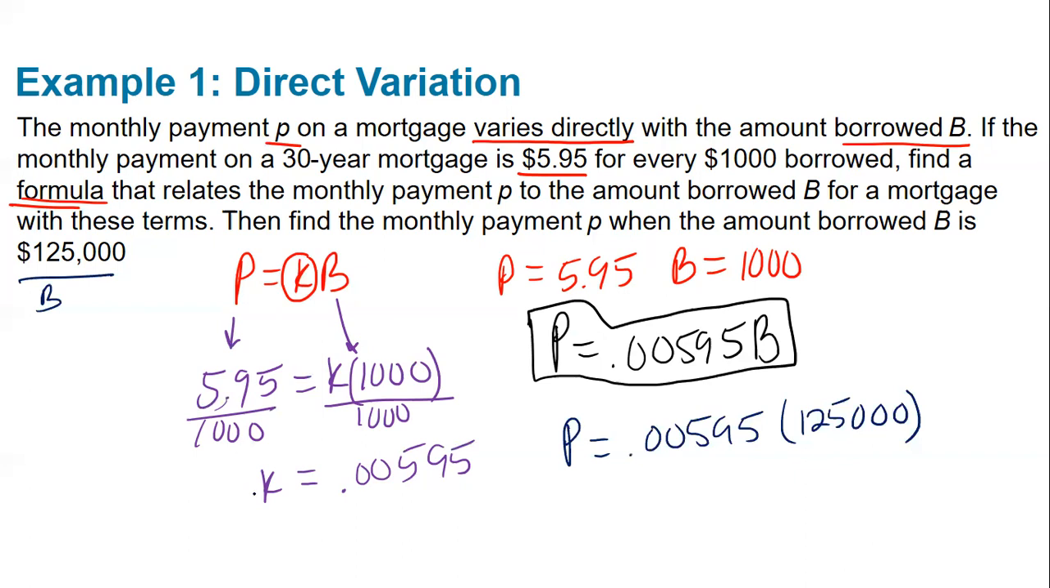Can someone plug it in the calculator and tell me what you get? So what would be your monthly payment? 742.75. 700 what? And 75 cents?